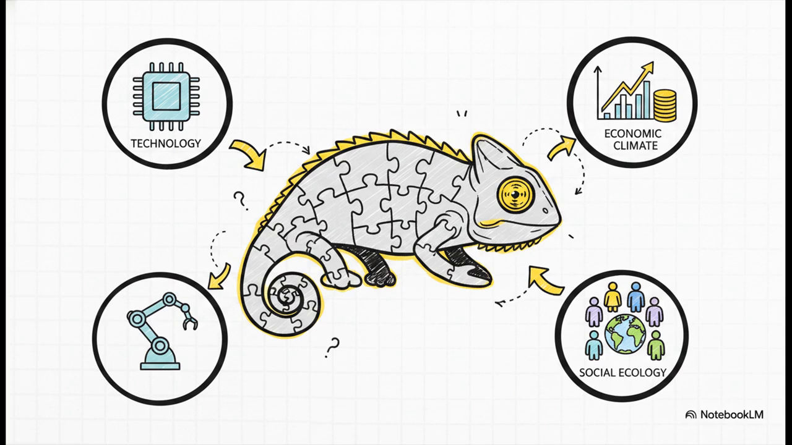An organization's design must be strictly contingent upon outside factors, like what technology is currently available, what the economic climate is doing, what is the social ecology. A truly successful organization has to be highly adaptable to these specific, ever-changing situational factors.